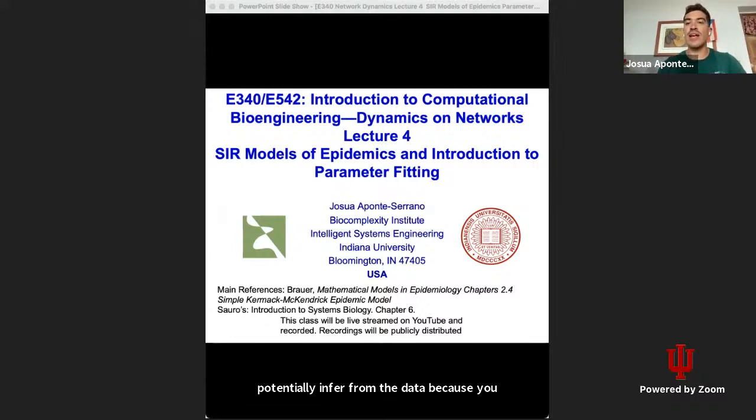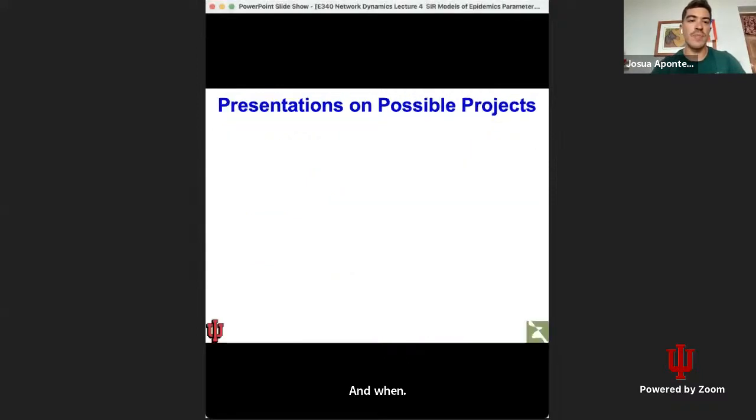Because usually in the exercises that we do in class, we specify the model and specify the parameters ourselves. But in real research, these parameters are usually unknown, and they have to somehow be estimated from the data. We'll spend a little bit of time thinking about it and doing a couple of exercises.